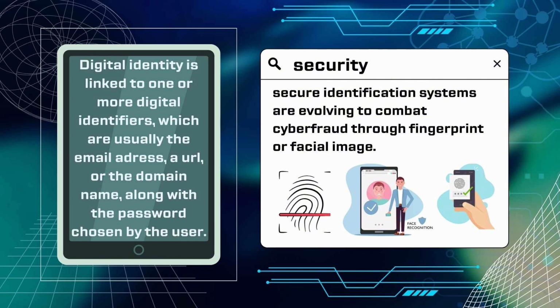The digital identity is linked to one or more digital identifiers, which are usually the email address, a URL, or the domain name along with the password chosen by the user. The combination of a digital identifier, such as an email address, and a user-chosen password serves as a foundational form of digital identity verification. Kinukumpirma nito na ang taong nag-a-access sa isang account ay ang tunay na may-ari ng nauugnay na account na iyon. Ang pagbibigay daan sa mga user na pumili ng kanilang mga password at digital identifier empowers them with a level of control over their online presence.